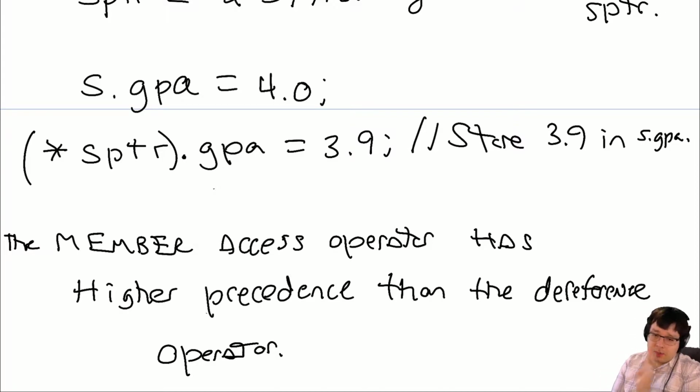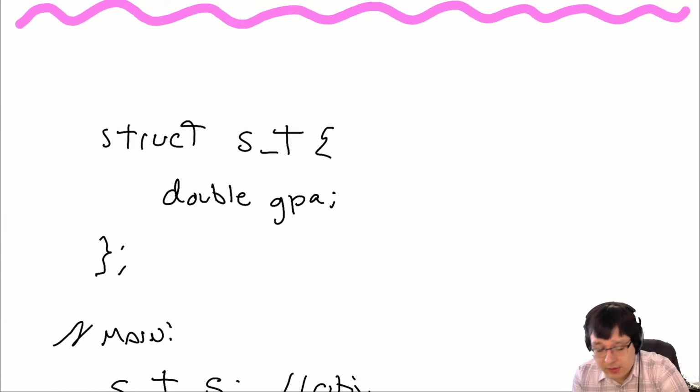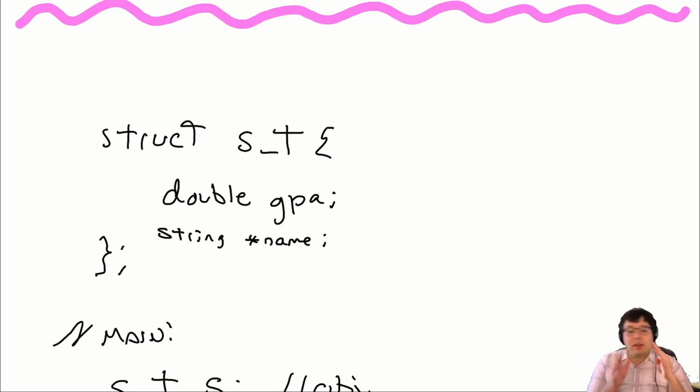Anytime that you're dealing with pointers, you have to understand that the dot operator, the member access operator, has higher precedence than the asterisk. Okay? Let's switch it around. Let's go ahead and add a pointer in here. So let's say that in addition to being a gpa, we have a string pointer to a name. Now, technically we have to make that point to a valid name. We haven't done that, but let's just say that we had that in there.